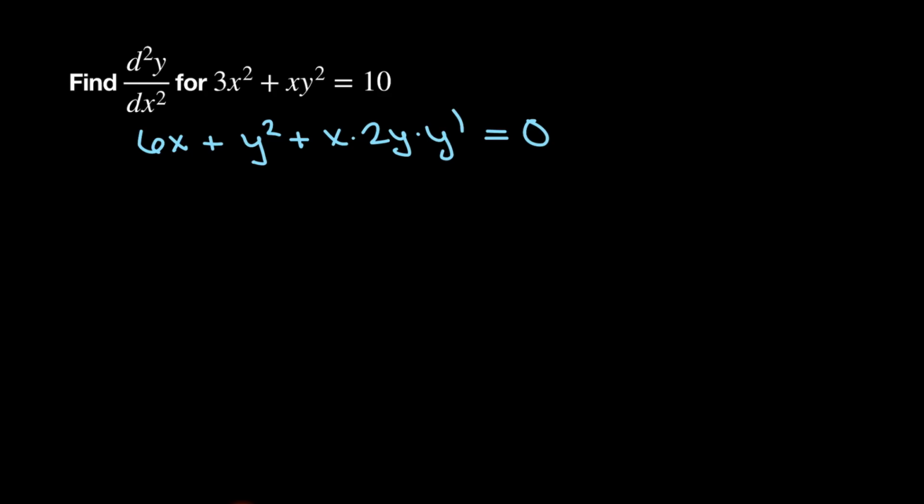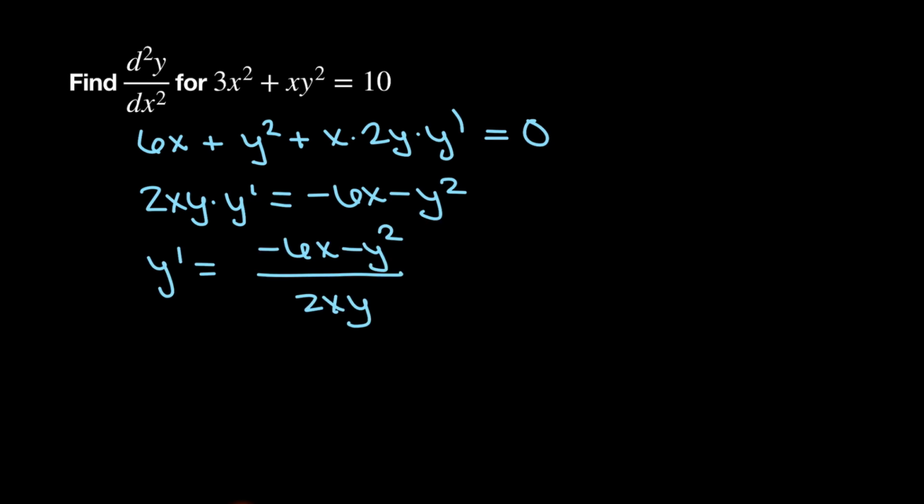Now I'm going to go ahead and solve this for y prime. So I took the terms without y prime and moved them to the right-hand side. So I minus the 6x minus the y squared. And then to solve for y prime, I just have to divide by 2xy. So there's my expression for y prime.